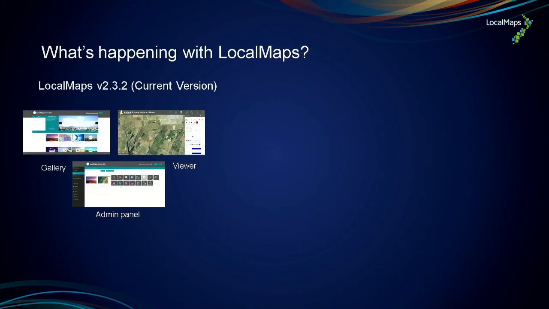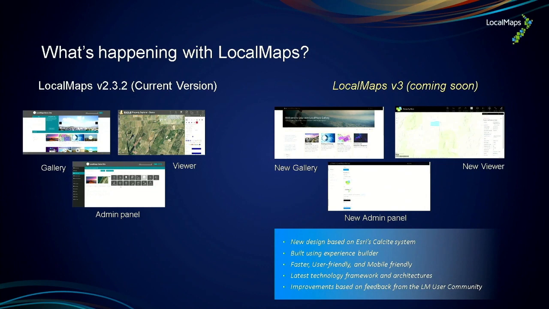Right, what's happening with LocalMaps? The current version is built using the Web AppBuilder to ensure it's future-proofed and delivering more of what the user wants from LocalMaps. And the team has been working on a new version of LocalMaps built using Experience Builder. We are aligning ourselves according to Esri's direction. So from here on, our focus and development efforts will be more on the Experience Builder side of things.